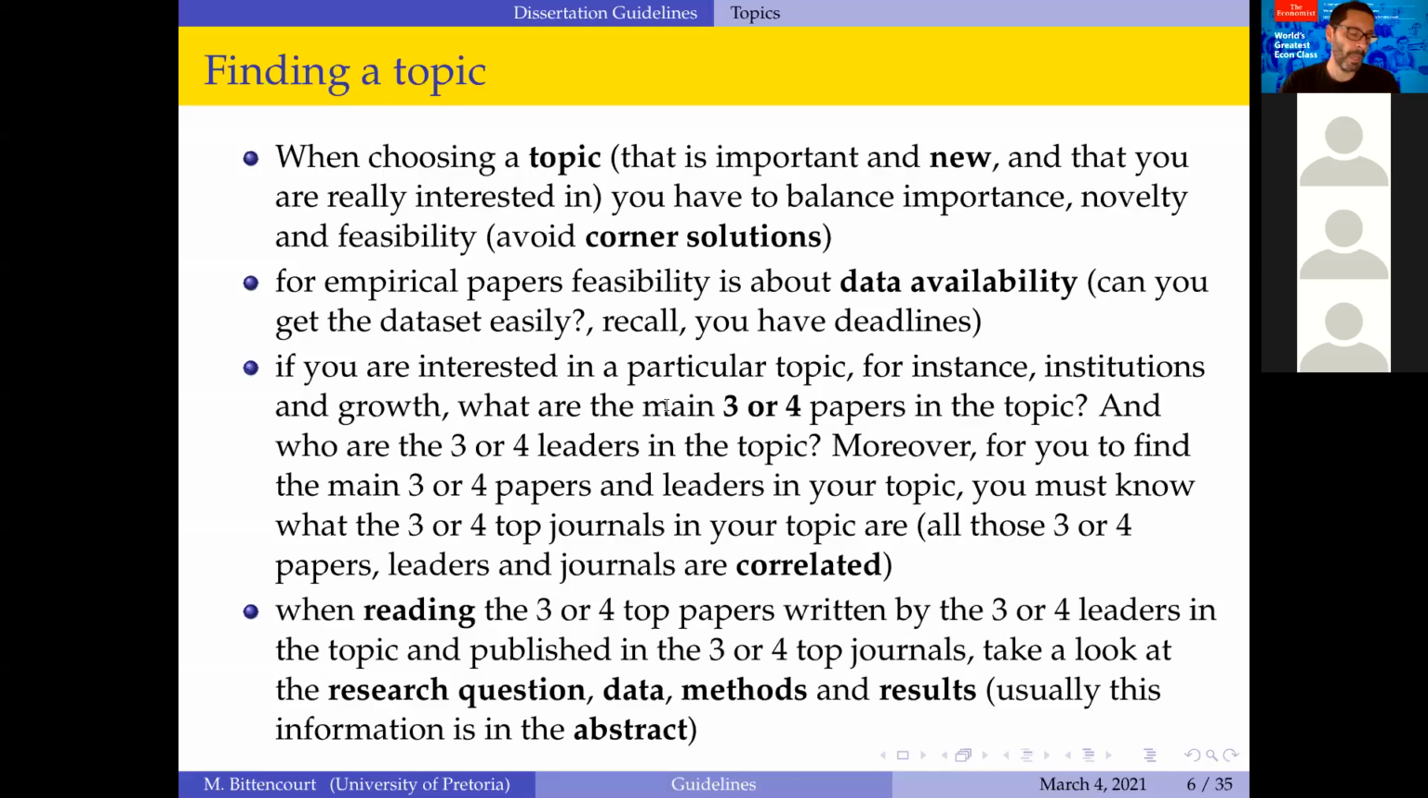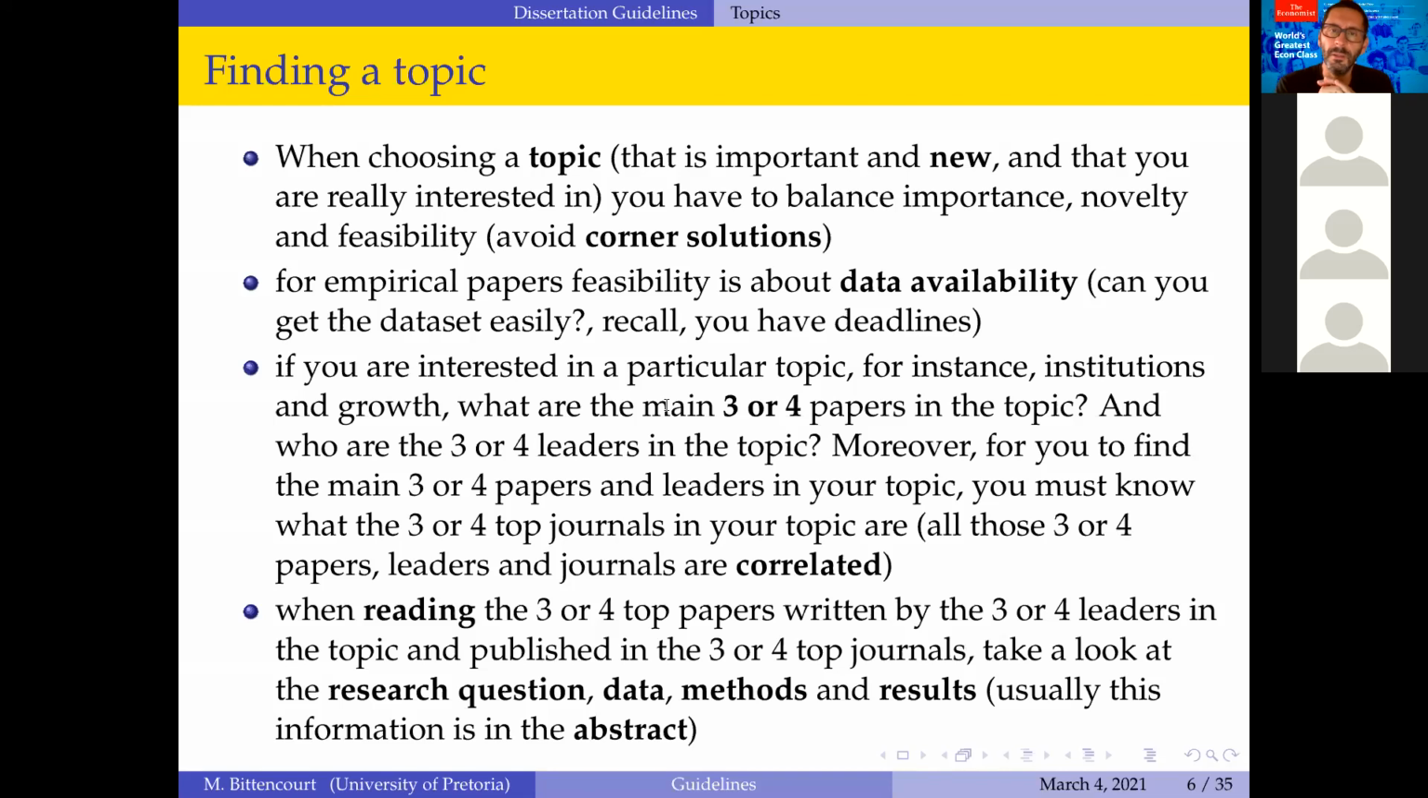Okay, let's move on. Let me share the screen again. Okay, folks, the first thing I said in terms of what is being assessed here was that you have to find a topic. So how do you find a topic that you fancy? What are the conditions and preconditions for finding a good topic?